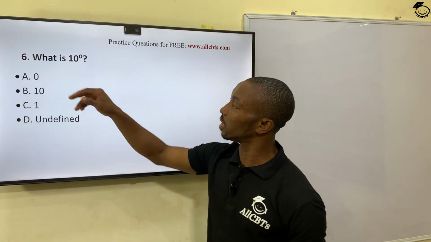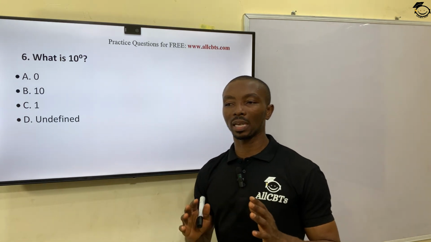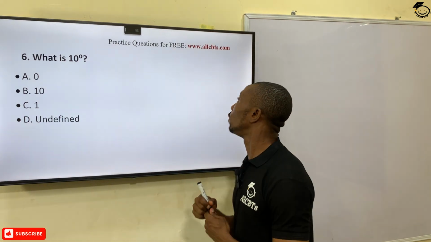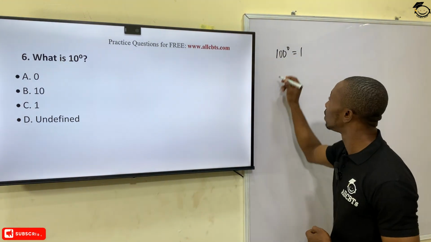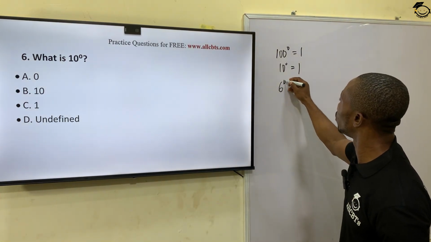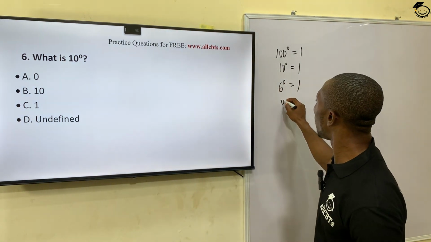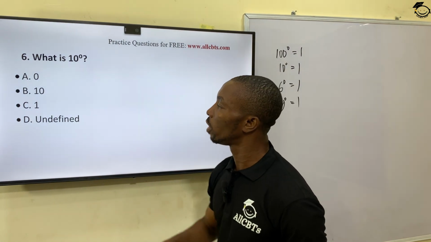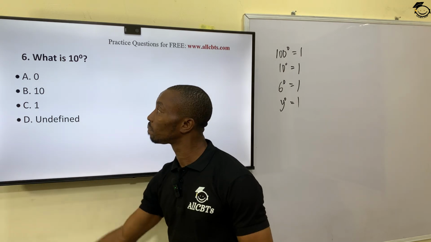Now, it says, what is 10 raised to power 0? Now, in indices, whatever number you have raised to power 0 equals 1. Okay, so even if we have 100 raised to the power of 0, we have it as 1. 10 raised to the power of 0, we have it as 1. 6 raised to the power of 0, we have it as 1. So any number raised to the power of 0, y raised to the power of 0, we have it as 1. So whatever is raised to the power of 0 equals 1. So our correct option here will be option C.